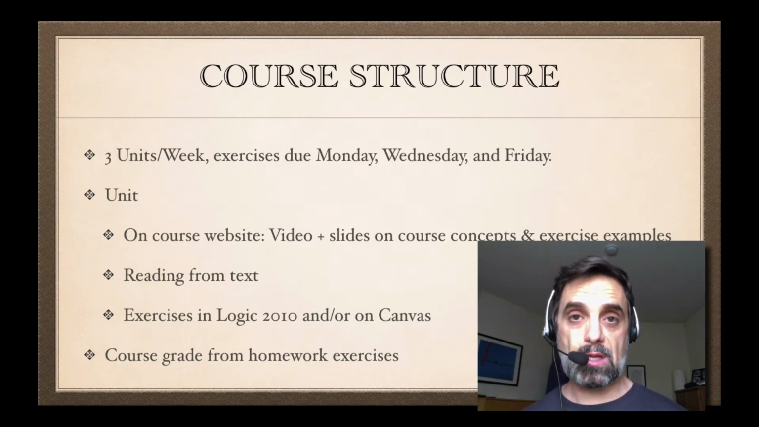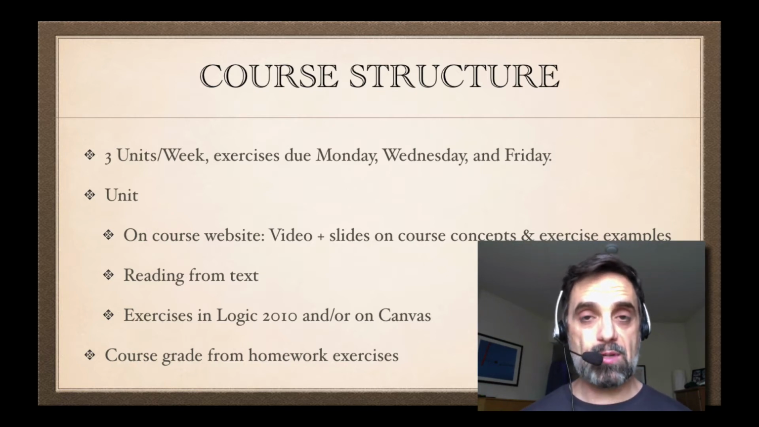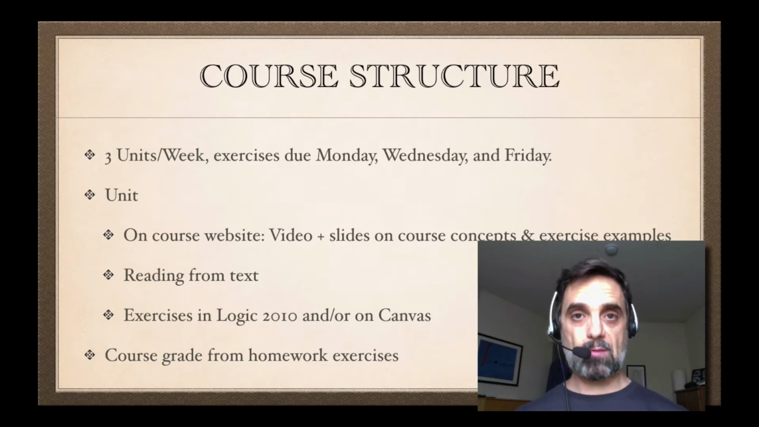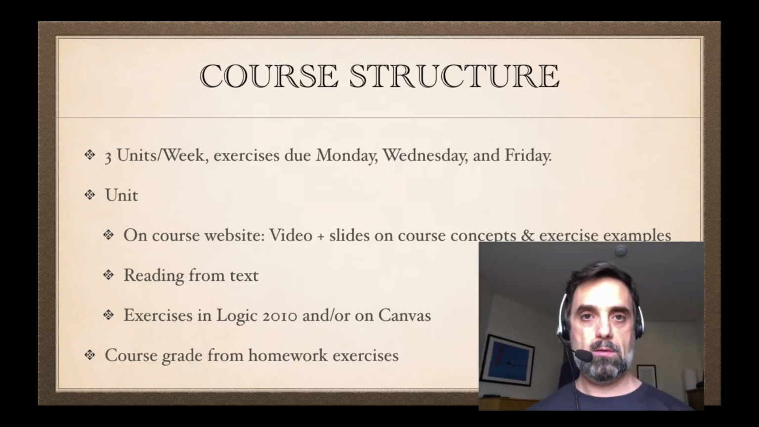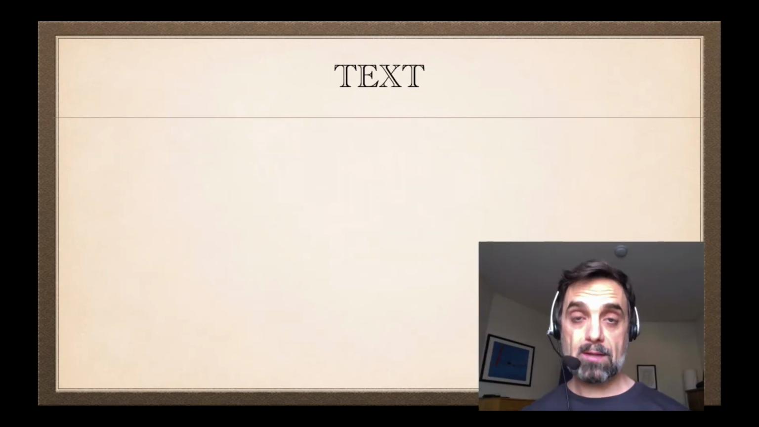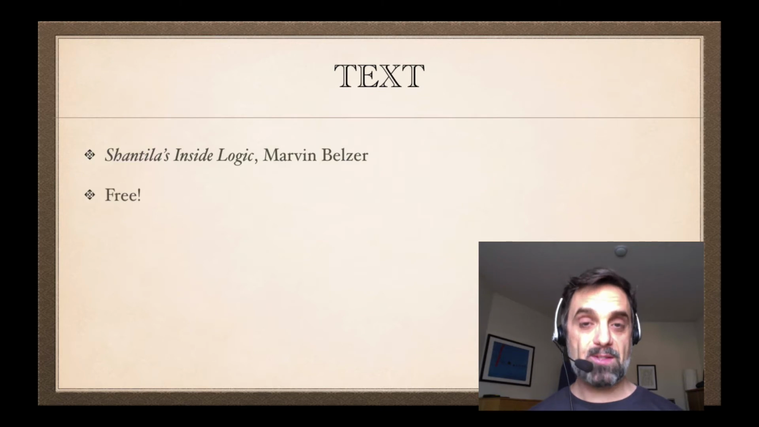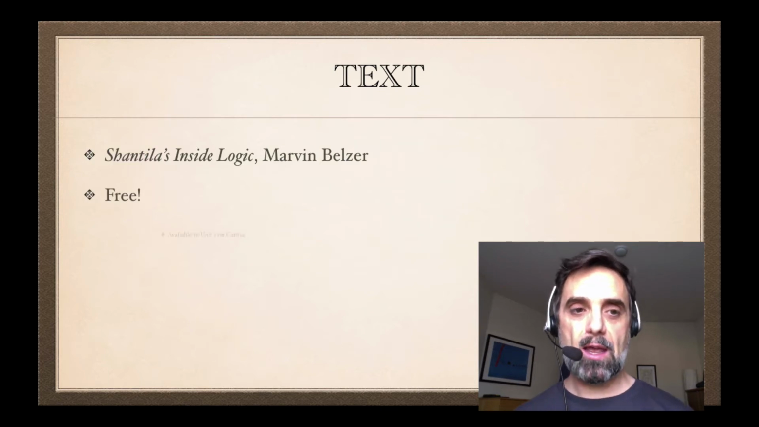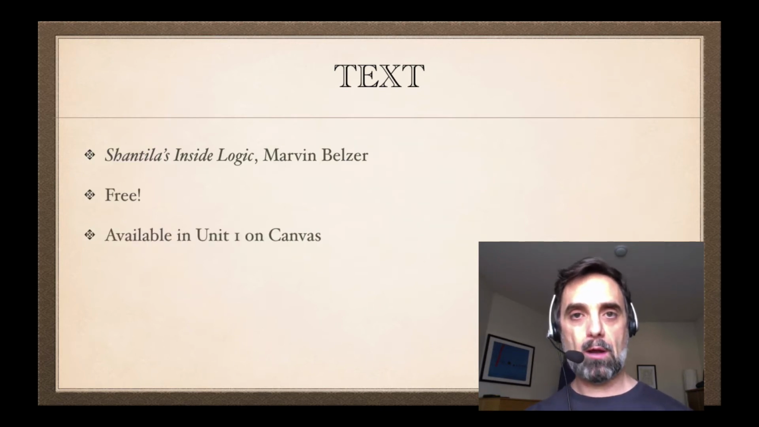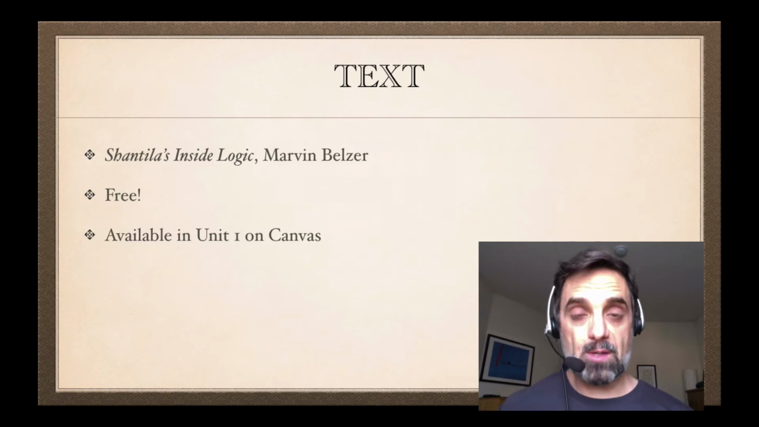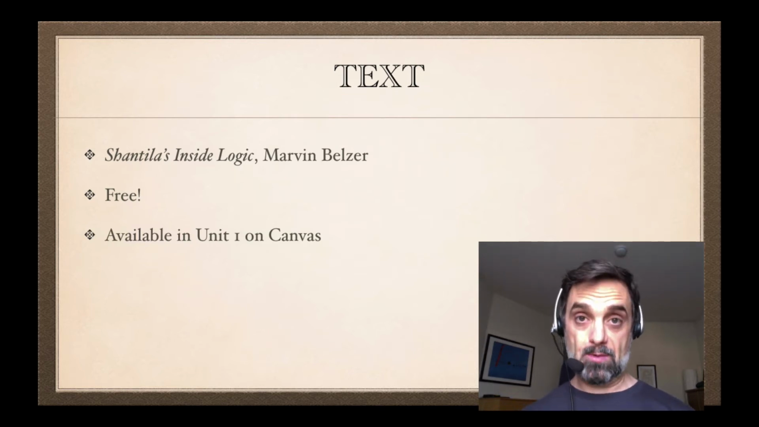So 90% or higher will be an A, 80% or higher of the total possible points will be a B, and so on. Our text is called Shantila's Inside Logic. It's written by Marvin Belzer. It's free, which is really nice. And it's available in Unit 1 on Canvas, or at least the first part of it is available in Unit 1. I'll be uploading subsequent parts as we get to them.